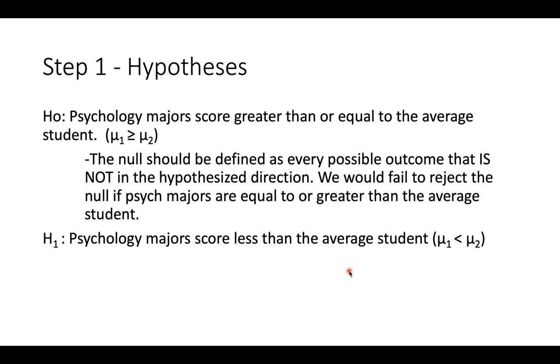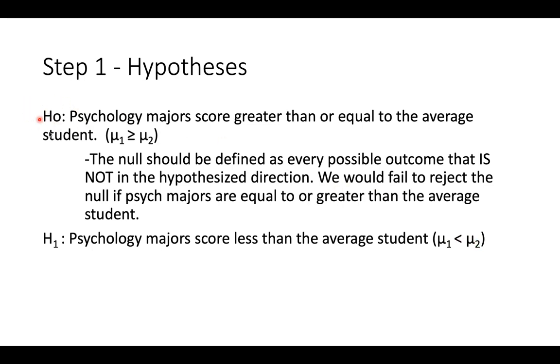So the first thing we want to do is define our hypotheses, the null and the alternative, or the research hypothesis. The research hypothesis down here at the bottom, H1, is the thing we expect to happen, right? What do we think is going to happen? Well, we think that psychology majors will score less than the average college student. They will be lower on depression. So the mean of our psychology majors will be less than the mean of the population.